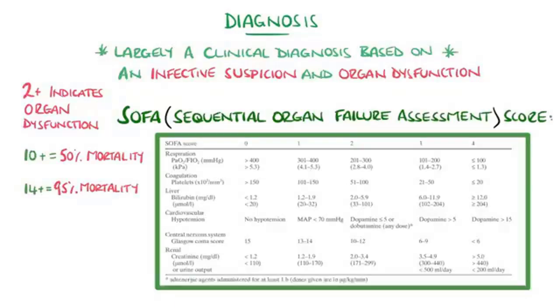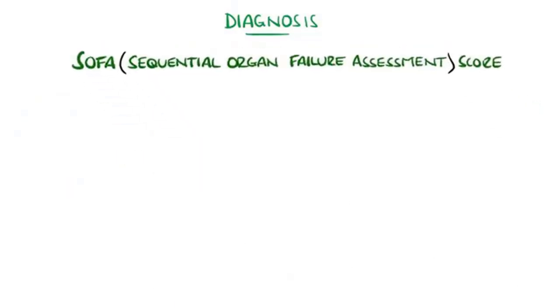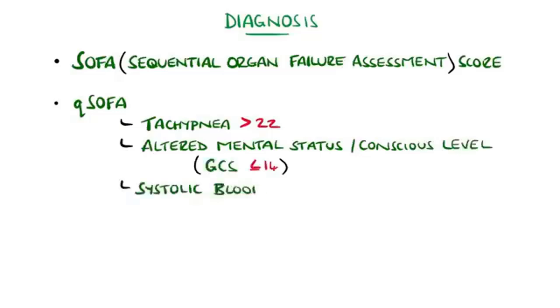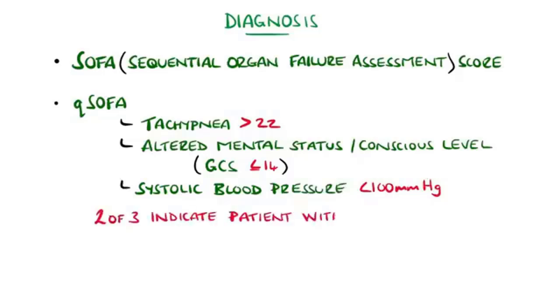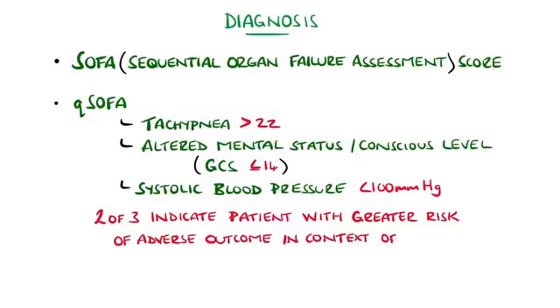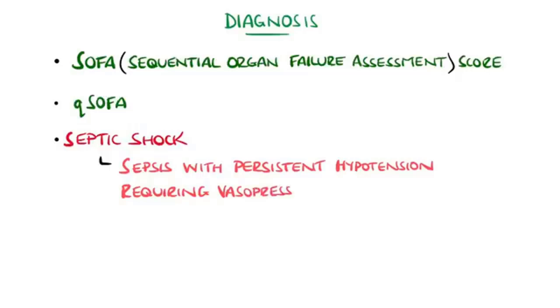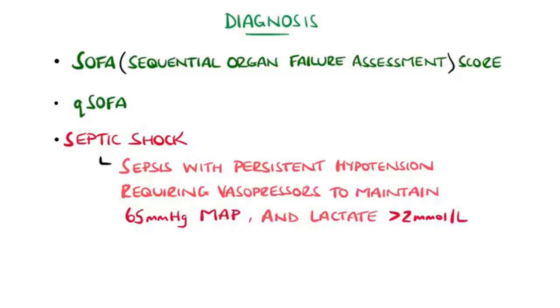A condensed version of the score, called Quick SOFA or Q-SOFA, including tachypnea, altered mental status or reduced conscious level, and systolic blood pressure below 100 mm of mercury, with 2 out of 3 of these indicating the need for further investigation, as it highlights potential sepsis patients with a greater risk of adverse outcomes. For septic shock, the definition is sepsis with coexisting persistent hypotension, requiring vasopressors to maintain a mean arterial pressure above 65 and a serum lactate above 2.